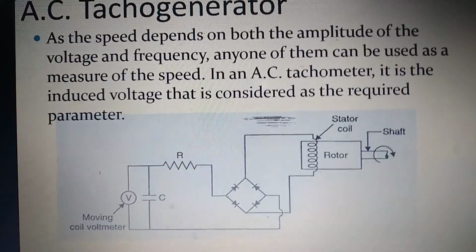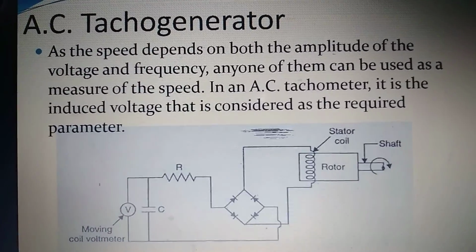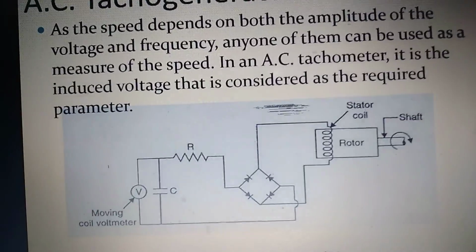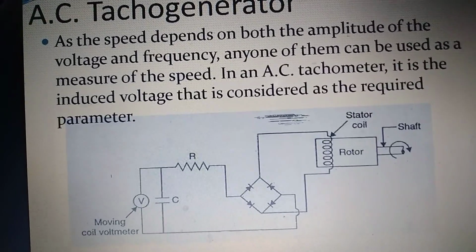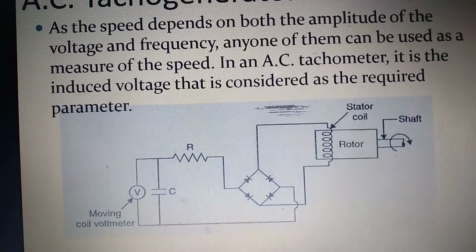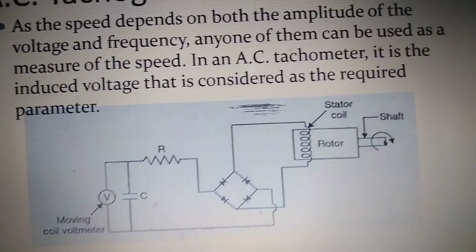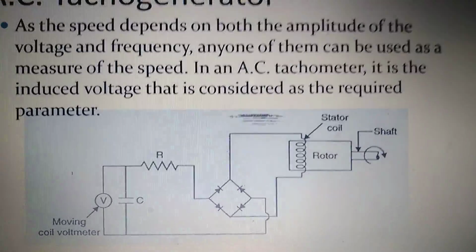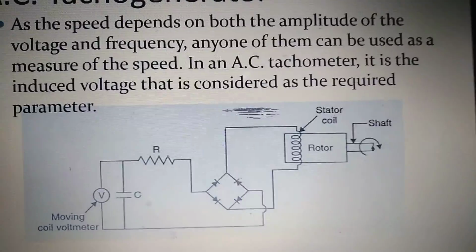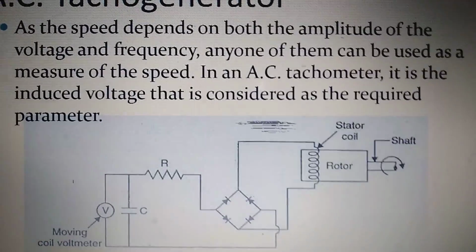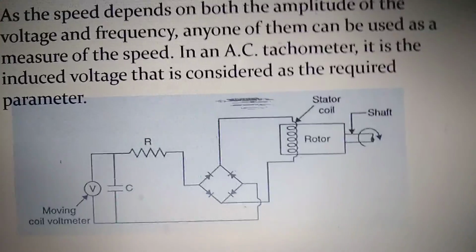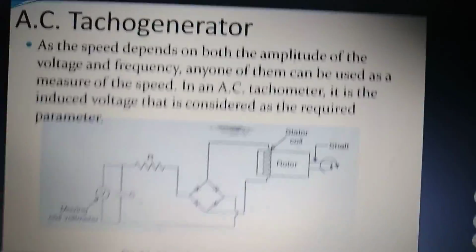Okay. So the speed depends on both the amplitude of the voltage and the frequency, so either of them can be used as a measure of speed. In the AC tachometer, the induced voltage is considered as the required parameter. So the magnitude of the output voltage is directly proportional to the speed of the rotation shaft in RPM. This is one of the important transducers to convert rotational speeds into an electrical signal.